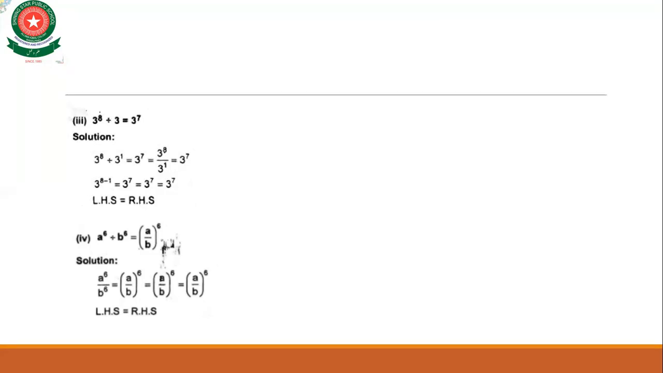Now the fourth part is a power 6 divided by b power 6 should be equal to a over b power 6, which is normally a quotient law. So this is the easy question. Here we just change it into the form of fraction.